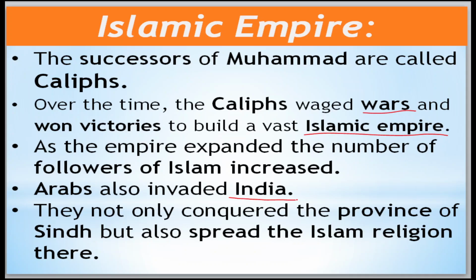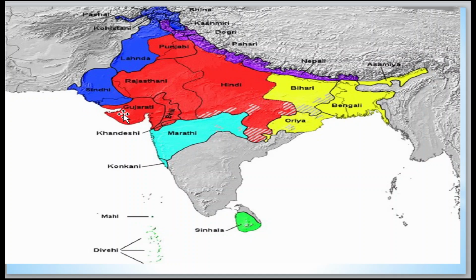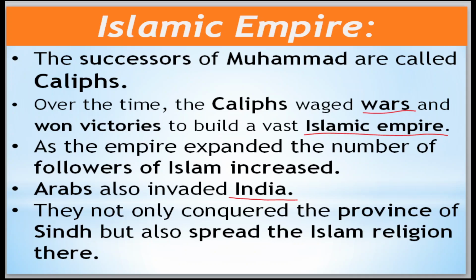They not only conquered the province of Sindh. Sindh is here, today in Pakistan. It shares borders with Rajasthan and Gujarat. They conquered this area and spread the Islam religion there in Sindh.